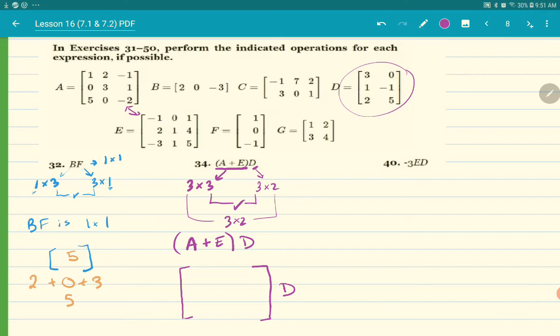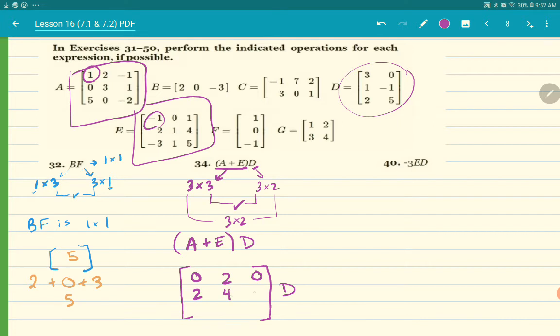Okay. So A plus E, I'm just going to look at my corresponding parts for A and E. So here's A and here's E. So my 1 plus a -1, I get 0. 2 plus 0, I get 2. And the -1 plus 1, I get 0. Adding all my corresponding parts, and I get that for my A plus E.